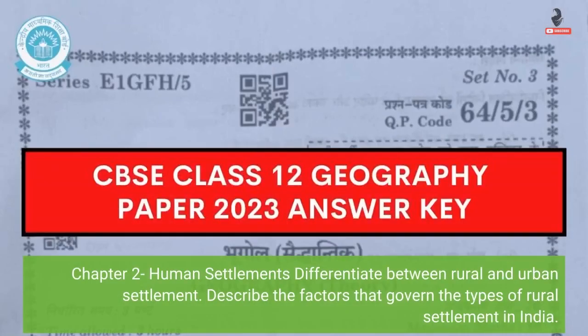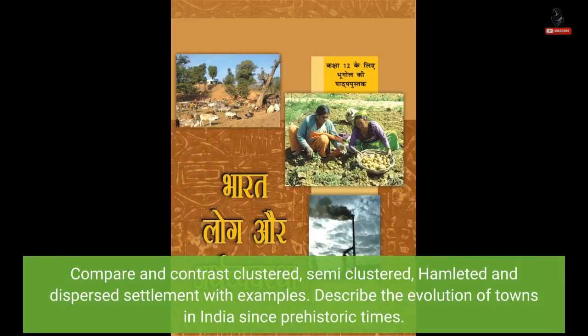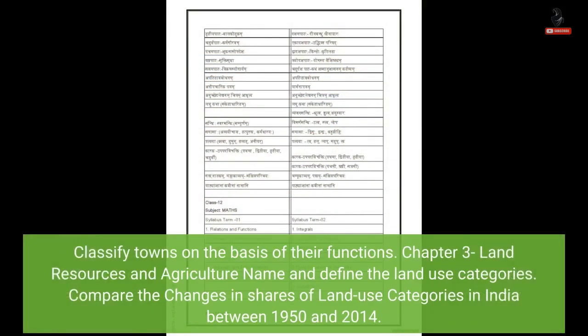Chapter 2, Human Settlements. Differentiate between rural and urban settlement. Describe the factors that govern the types of rural settlement in India. Compare and contrast clustered, semi-clustered, hamlet and dispersed settlement with examples. Describe the evolution of towns in India since prehistoric times. Classify towns on the basis of their functions.